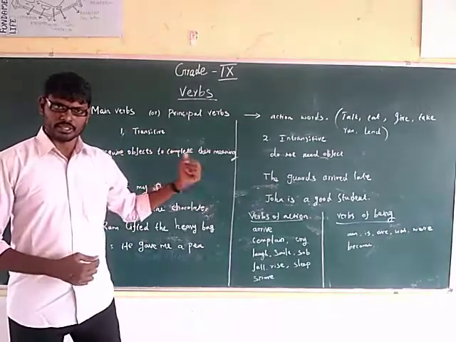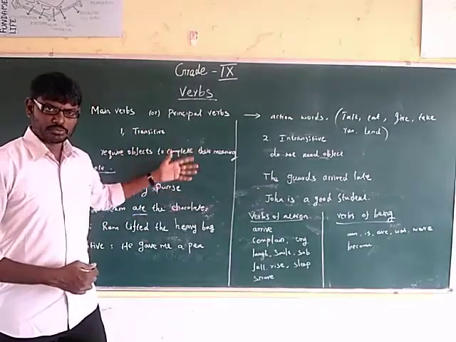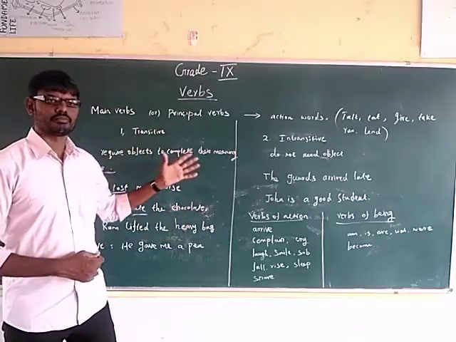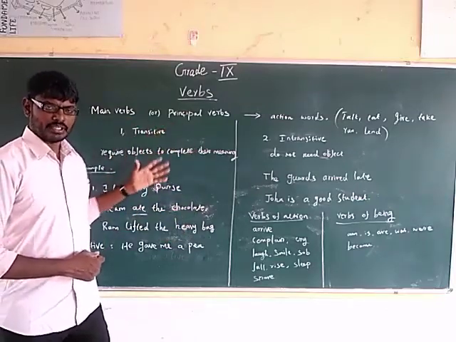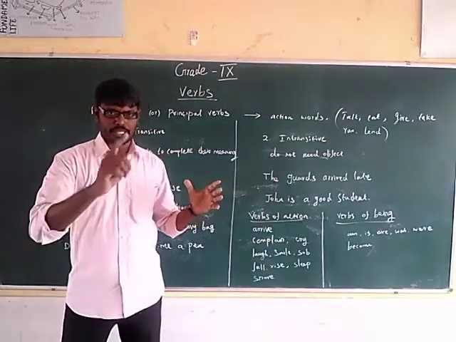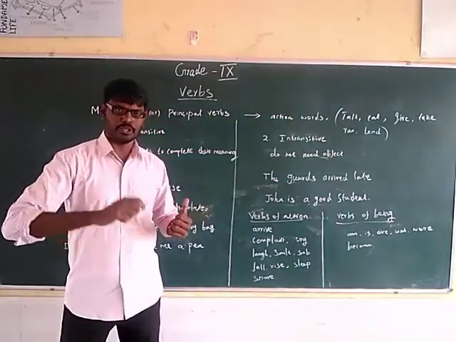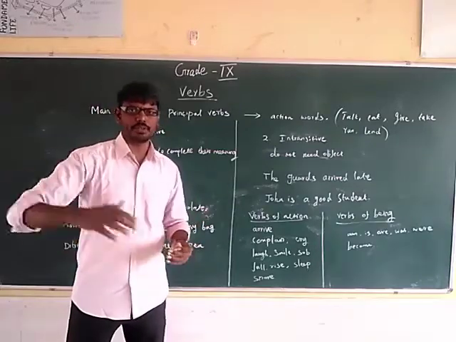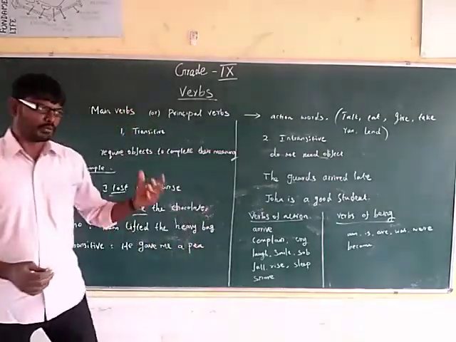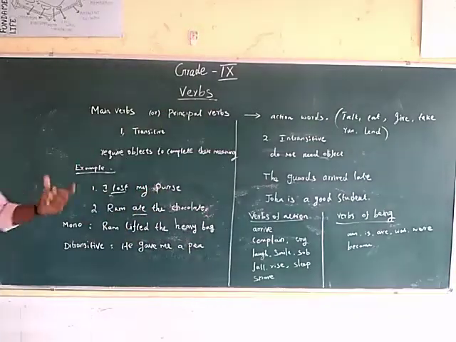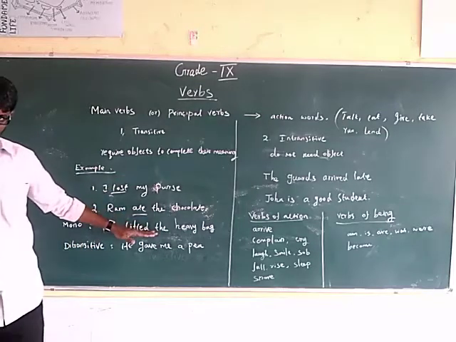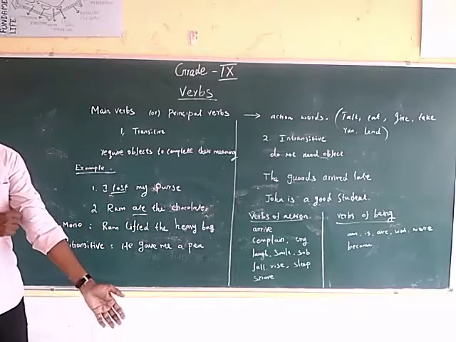I told you before, when I gave the introduction about these verbs, what a verb is and what a transitive verb is. A transitive verb can be classified into two: one is the monotransitive verb, another is the ditransitive verb. Both take objects, but a monotransitive verb has only one object, while a ditransitive verb takes two objects.